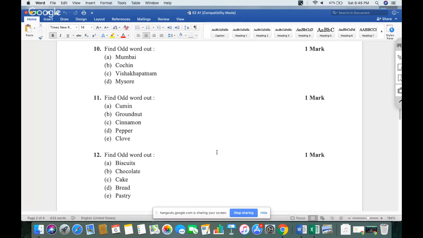Yes, question number 11. Groundnut is the answer. And somebody has written rest are spices. That is also correct. So cumin, cinnamon, pepper, clove, all are spices except groundnut. So answer is groundnut. Question number 12, what's the answer?